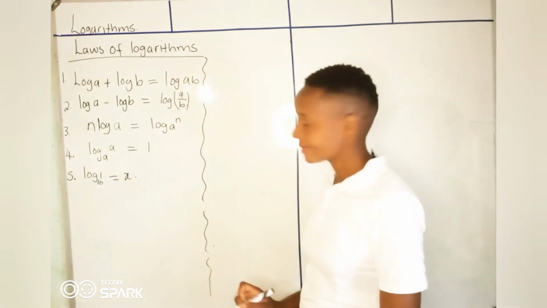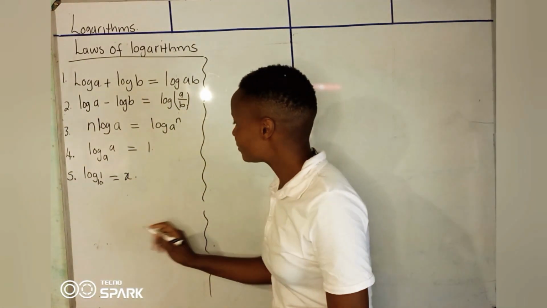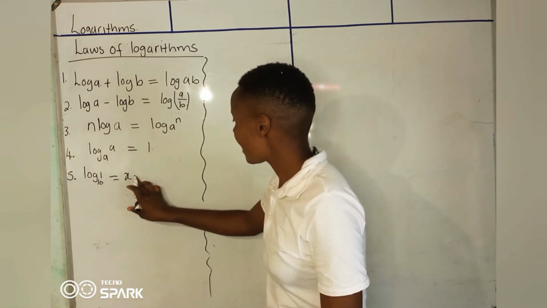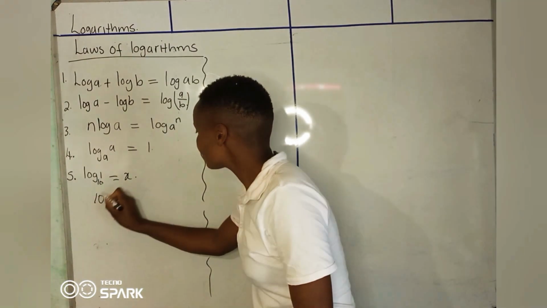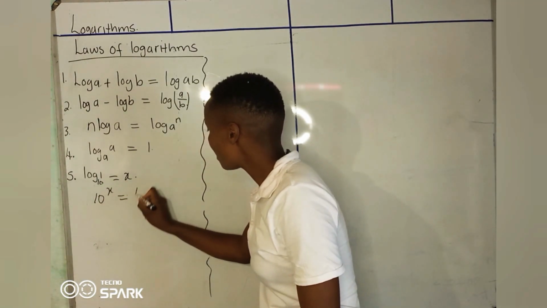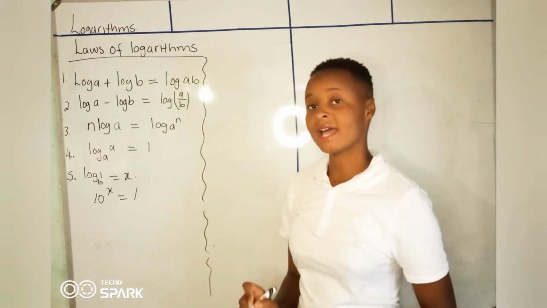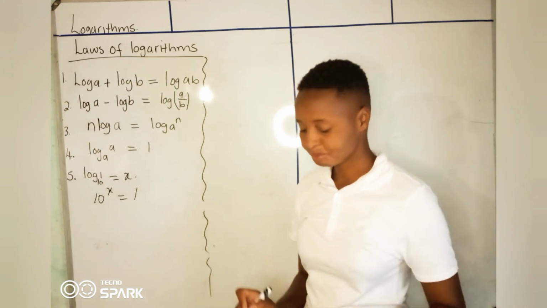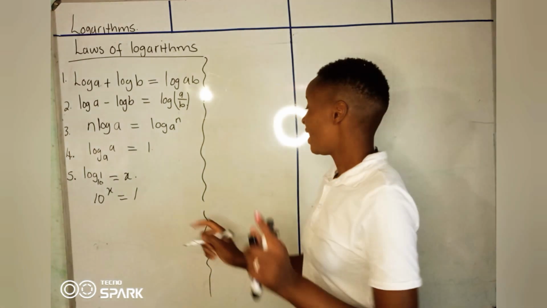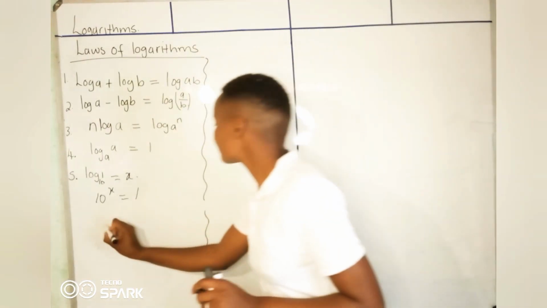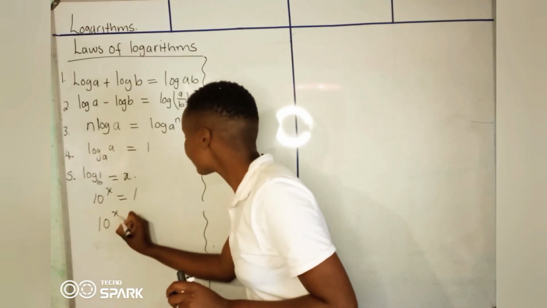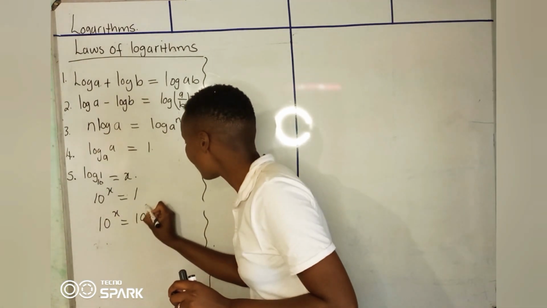Now let's solve for x. Okay. So this is what we're going to do. We're going to say 10 to the power x is equal to 1. Take note of that. Now using the knowledge of our laws of indices, how can we write 1 in terms of 10? Okay, so this is going to be 10 to the power x is equal to 10 to the power 0.